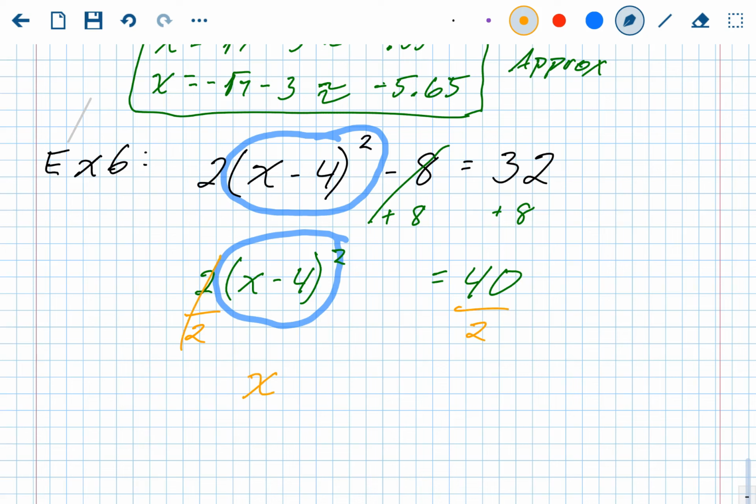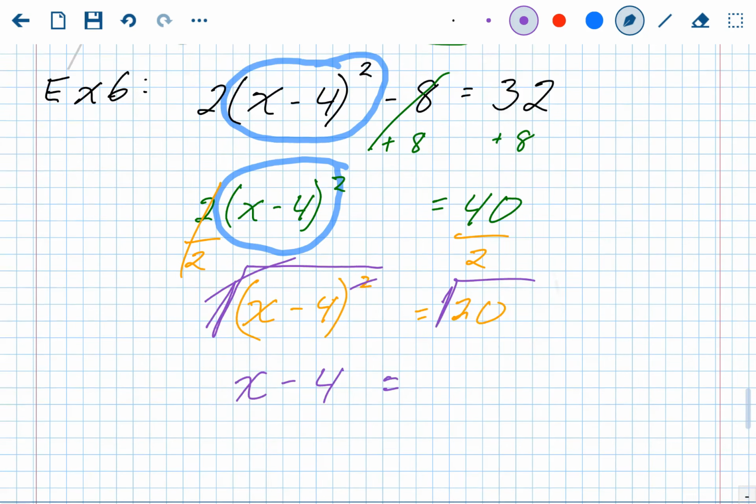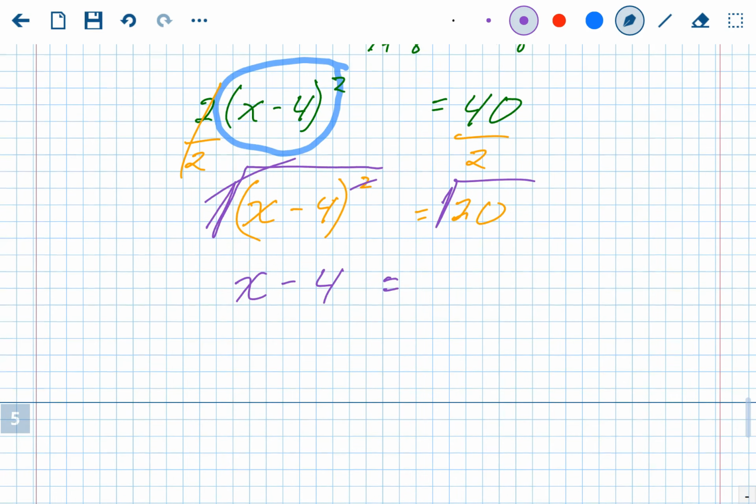X minus 4 on the left squared. So step 1's now done. Equals 40 divided by 2, which is 20. Okay. Step 1, move on to step 2. That entire term is being squared, so we're going to have to square root the entire term. That goes away. X minus 4 equals, once again, the square root of 20 is not a perfect square. So the square root of 20 is just going to stay plus or minus square root of 20.